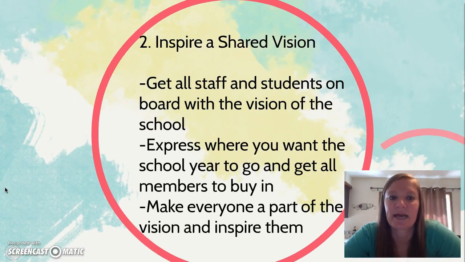The next step is to inspire a shared vision. Get all the staff and students on board with the vision of the school. Express where you want the school year to go and get all the members to buy in. You need to make sure that everyone's a part of that vision so that it inspires them to want to share the same vision. If they are not involved in it, then they may not necessarily want to be a part of the vision.